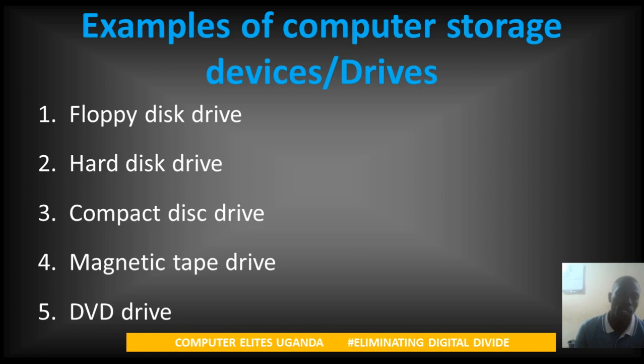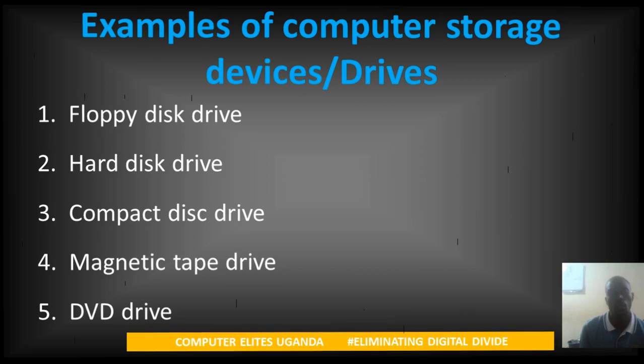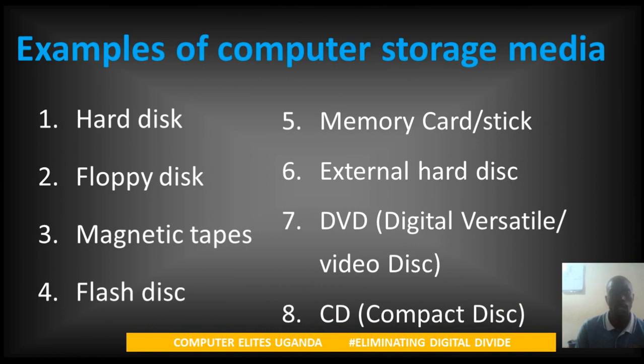Then we have the hard disk drives. We have the compact disk drives. Fourth, we have the magnetic tape drive, and then lastly we have the DVD drive. Those are the examples of storage devices or drives. Then examples of the storage media. Among them we have a hard disk. This one is very important in anyone's computer, which is the internal storage of the computer.